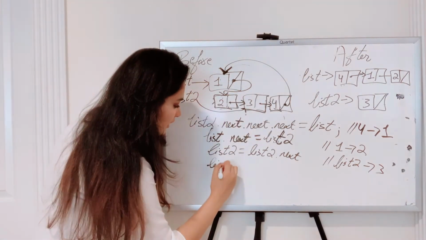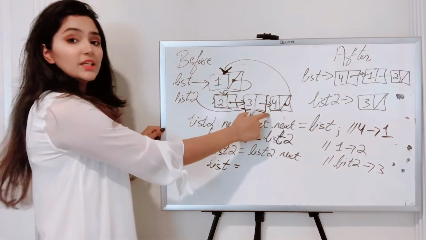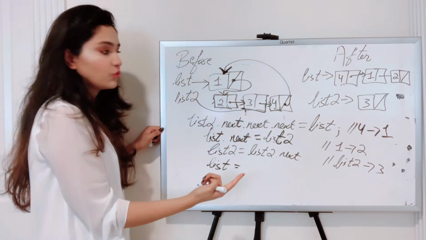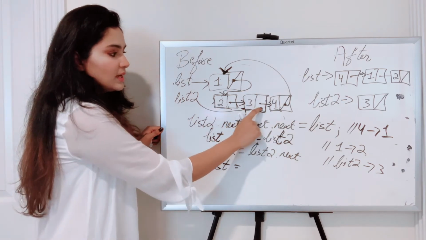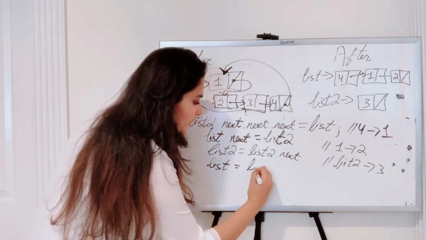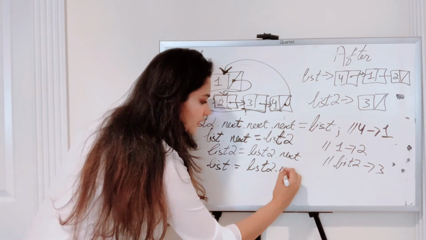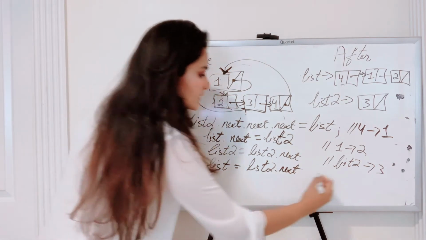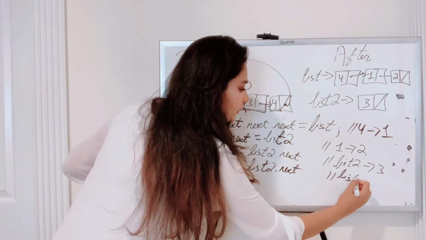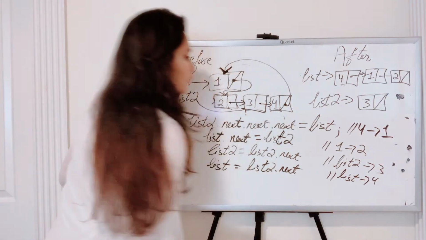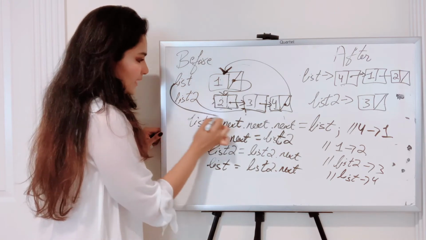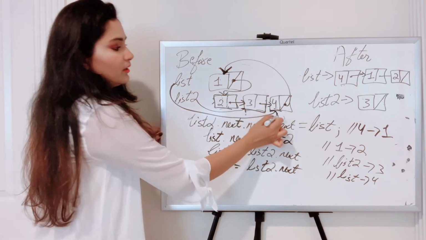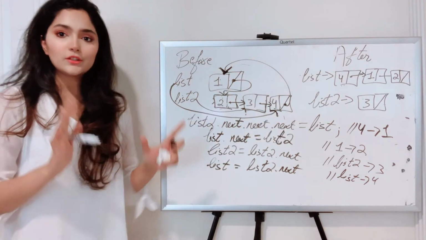So list equals, how to reach 4 is, who knows the address for 4? So list equals list 2 dot next, which is 3 dot next. So list 2 dot next, which is at this point, now your list is pointing at 4. So list is not pointing at 1 anymore. Now your list is pointing at 4 over here, like this. Okay, so now let's take a look.